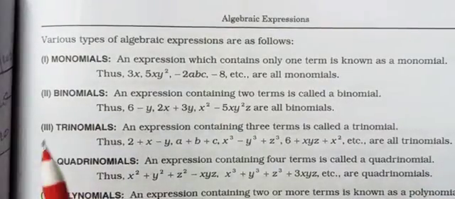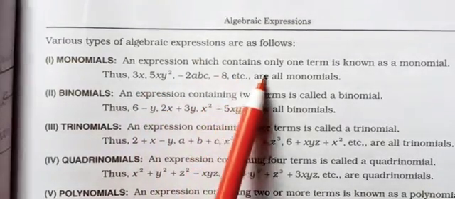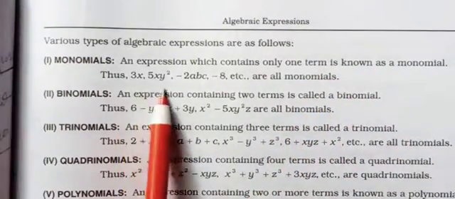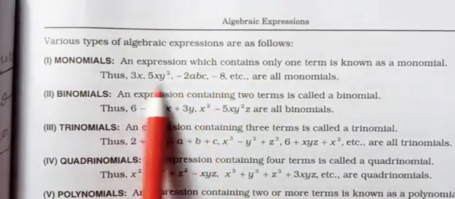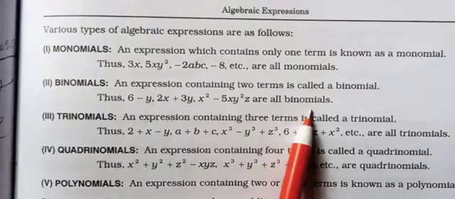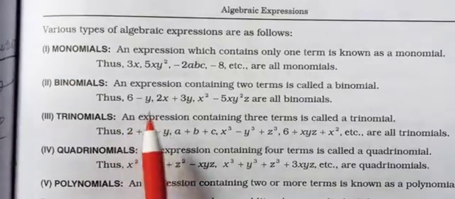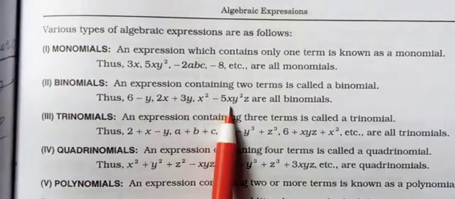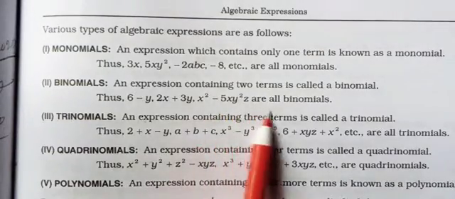First is monomial. An algebraic expression which contains only one term is known as a monomial. So these are my monomials, only one term: 3x, 5xy, minus 2abc, minus 8. Next is binomial. An algebraic expression containing exactly two terms is called a binomial, that is 6 minus y, 2x plus 3y, x square minus 5xy square z. This is one term and this together is one term, so these are called binomial.